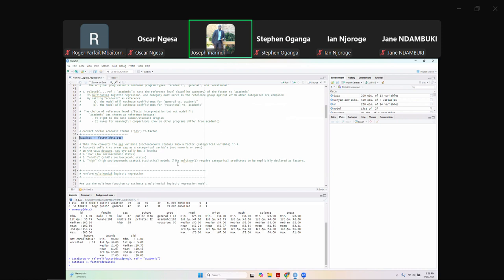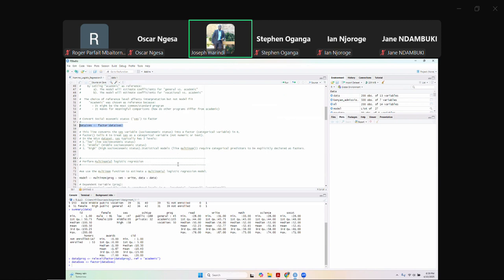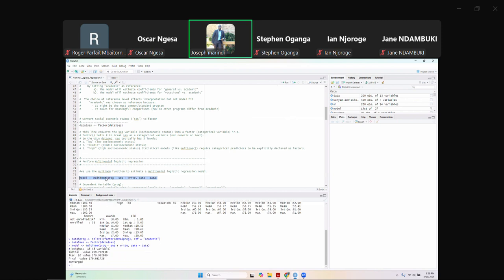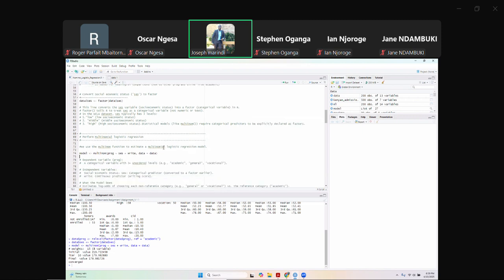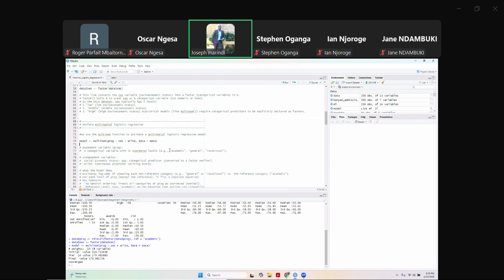To perform the logistic regression, or rather the multinomial logistic regression, we run this code, whereby we write the function multinom, and then we put prog, which is the dependent variable, and then the other independent variables in this format.